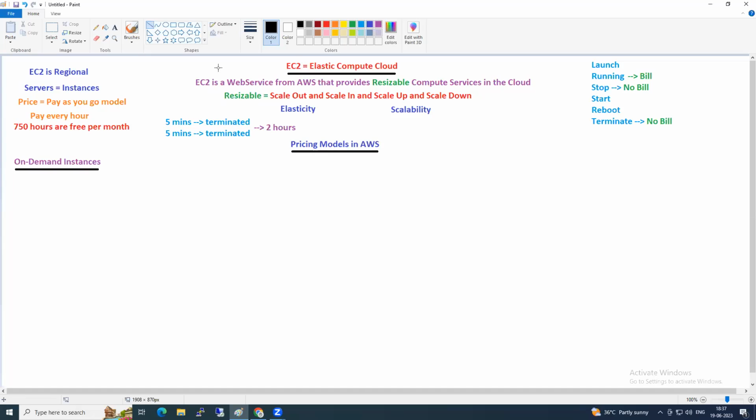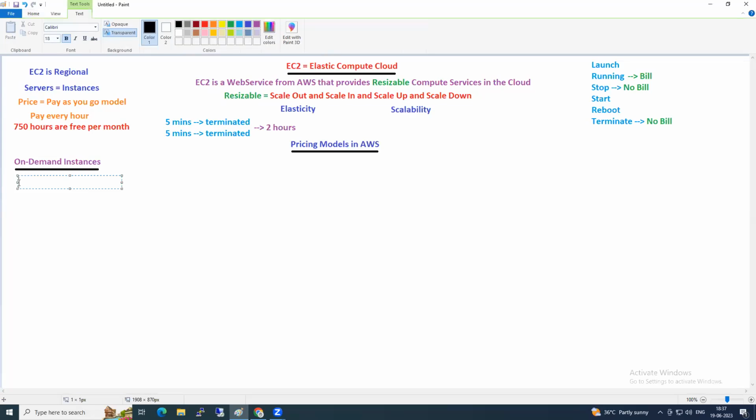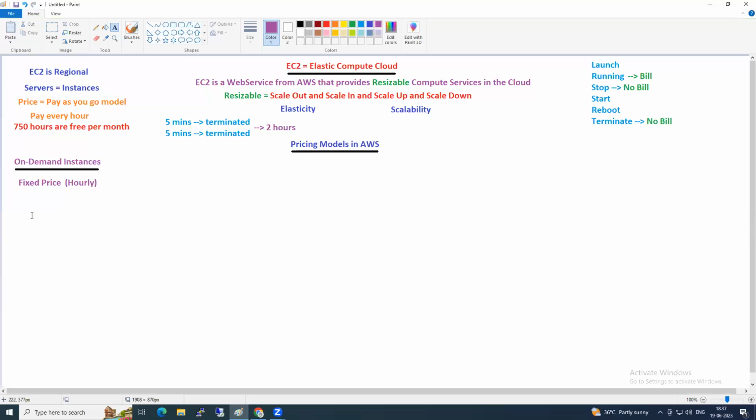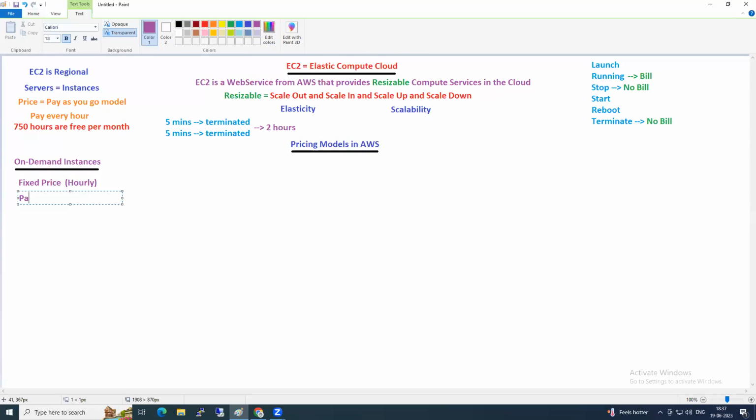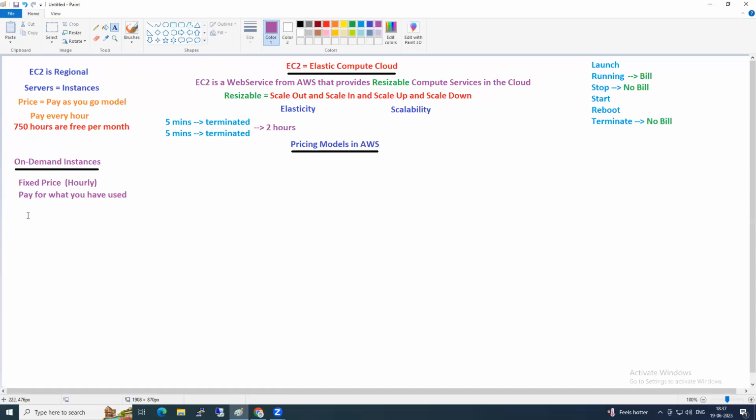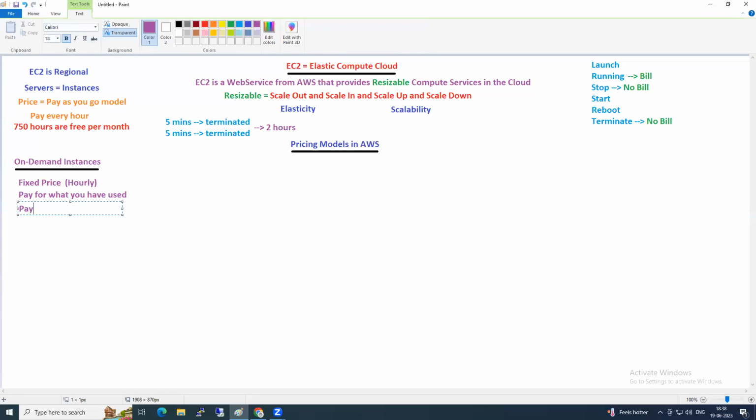So do you all agree it is a fixed price? Yes or no? It has a fixed price. This fixed price is hourly. So here, do you all agree it is pay as you go? Pay for what you have used. Yes. Pay for what you have used. So you need to pay per hour? Yes, pay per hour.